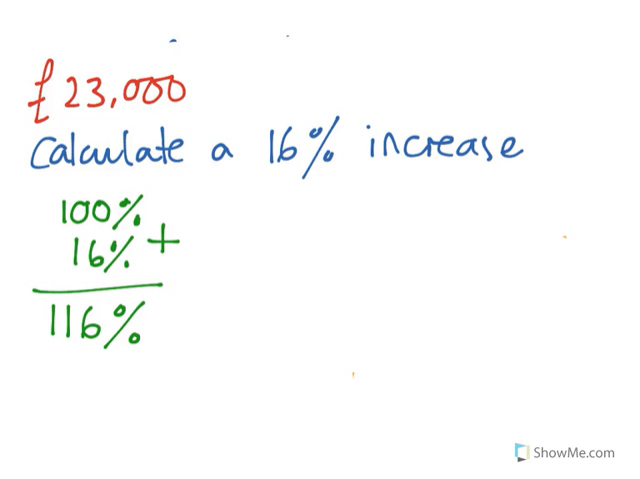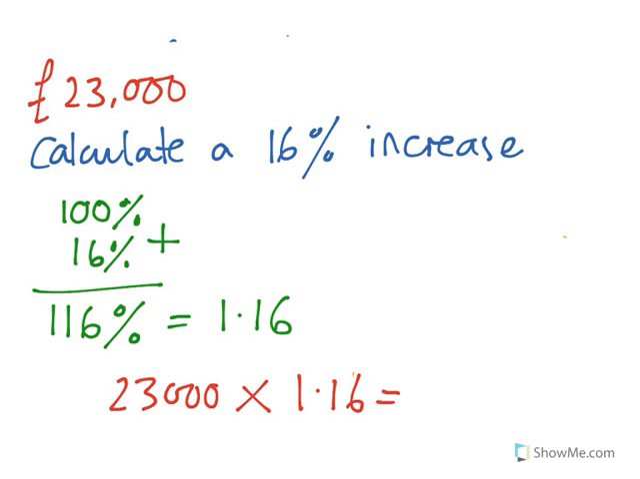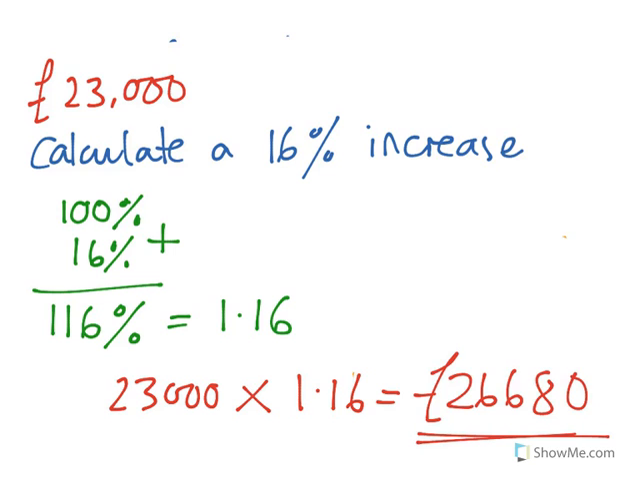If we're finding 116% as a decimal, the equivalent is 1.16. So to calculate a 16% increase, all I need to do is the original amount multiplied by 1.16, and that will calculate a 16% increase for me. So I'll just type that in. Now that comes out at 26,680, which will be my final answer.